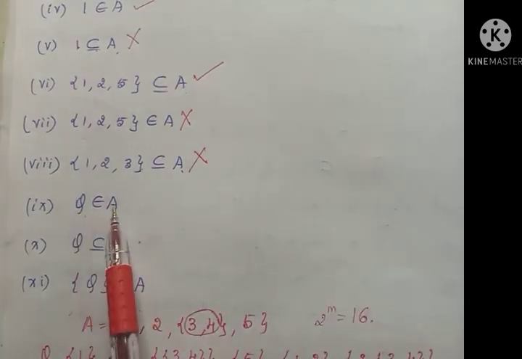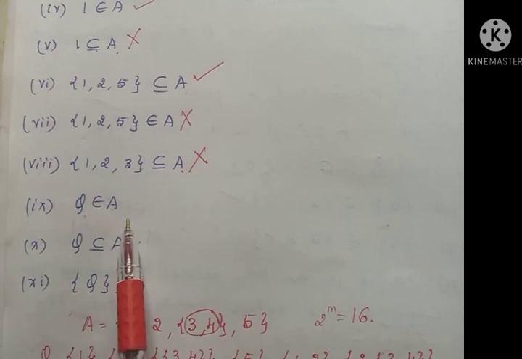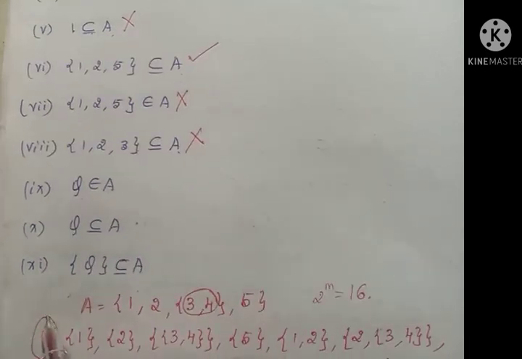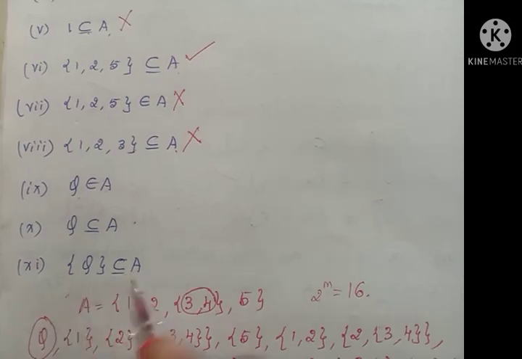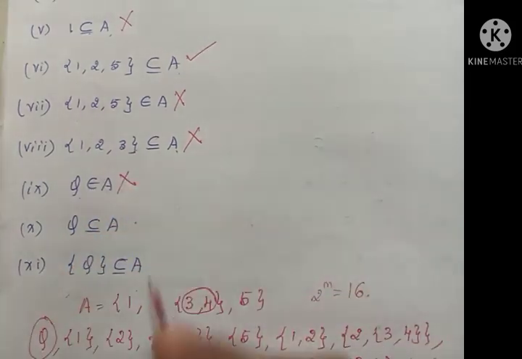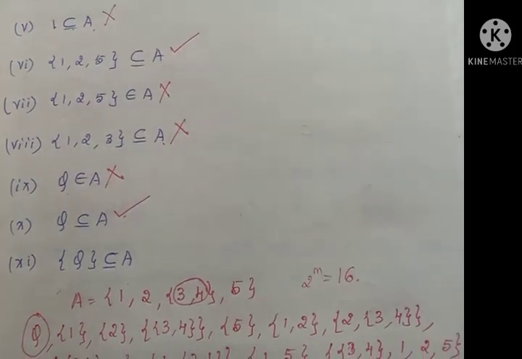Empty set is an element of A. Is this an element here? We have written empty set as a subset here, not as an element. Therefore, this is a wrong statement. Yes, this can be done. Empty set is a subset of A.